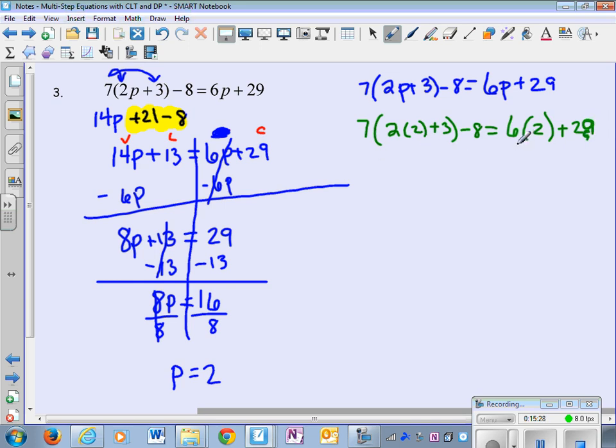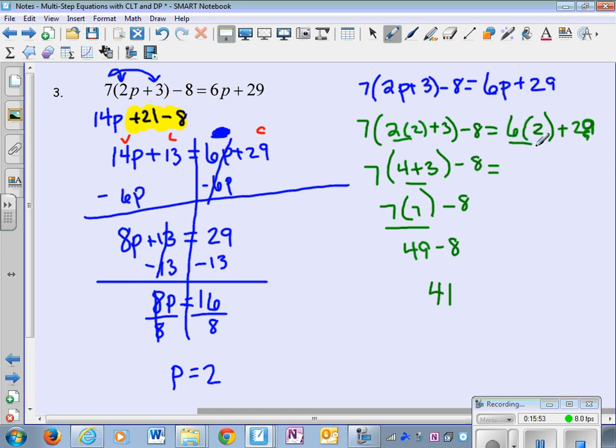So simplify the left-hand side. I'm going to use order of operations and say, okay, 7 times 4 plus 3. Stay in the parentheses, 7 times 7. Multiply, 7 times 7 is 49. And 49 minus 8 is 41. When I check the right-hand side, I'm going to go ahead and multiply 6 times 2, which is 12. 12 plus 29 is 41, which is what we said the left-hand side equals. So we got the right answer.